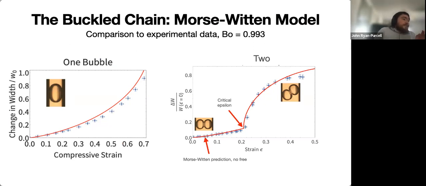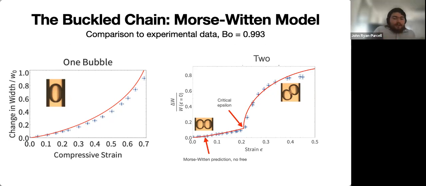So on the left-hand side, we see this change in width is pretty accurate, but it also provides a good prediction for this buckling point. This should say Morse-Witten prediction, there's no free parameter in the initial increase of the width. And so we see that Morse-Witten is a pretty good predictor of the change in width of these structures as they are compressed, and also gives a good predictor for the point at which these structures begin to buckle. But of course, this kind of analysis will only work as far as these 1D colloidal chains.